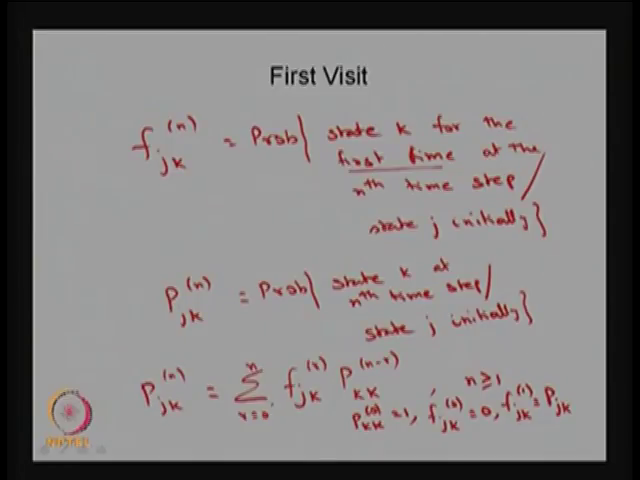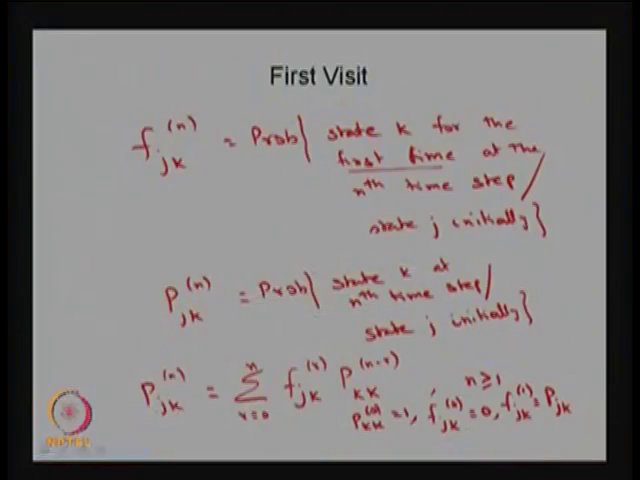So, here we have used the total probability rule as well as the Chapman-Kolmogorov equation for the time homogeneous discrete time Markov chain to arrive at the relation between p j k and f j k.